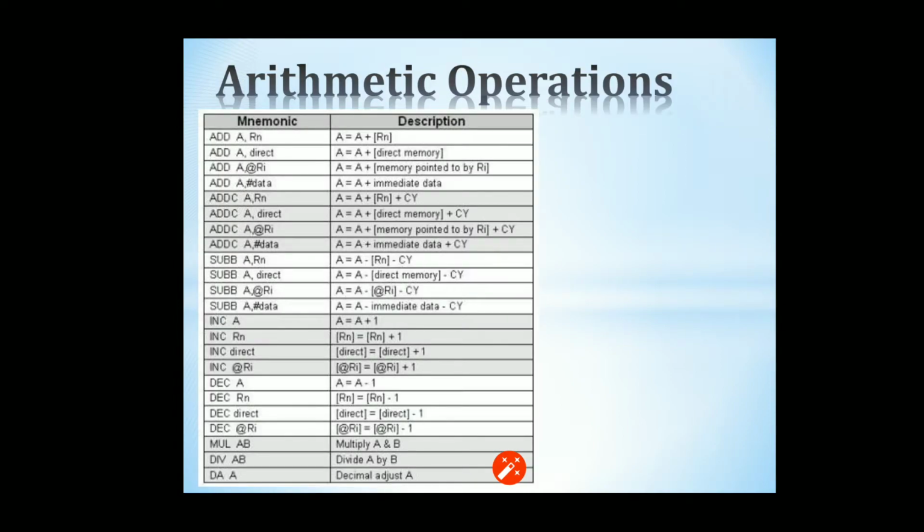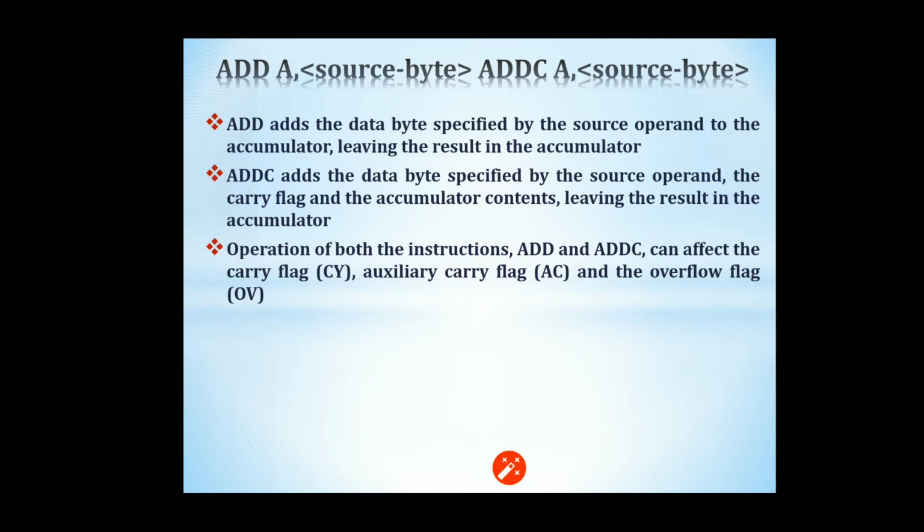This is the arithmetic operations. There are some instructions given in this video. Out of these instructions we can study a few. For example, ADD A, source byte or ADDC A, source byte. These instructions add the data byte specified by the source operand to the accumulator, leaving the result in the accumulator. ADDC adds the data byte specified by the source operand, the carry flag and the accumulator contents, leaving the result in the accumulator.